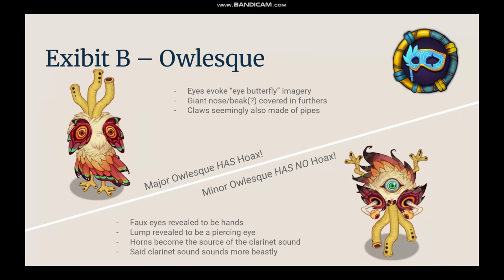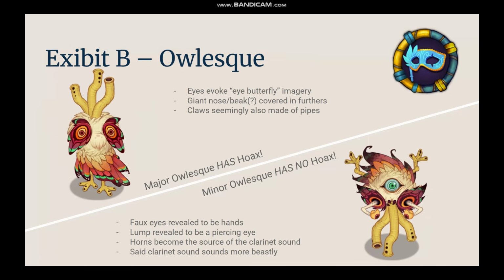The giant nose slash beak is covered in feathers, so it's like covering something which we know in the minor form to be its true corporeal eye. And its claws are seemingly also made of pipes down there, like the little feet that it dances on. It seems to be made of the same material as the pipes coming out of its head. So obviously this guy has a lot that it's trying to cover up, which is why we say it does have hoax, so to speak.